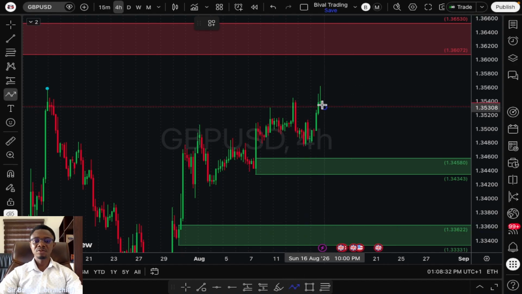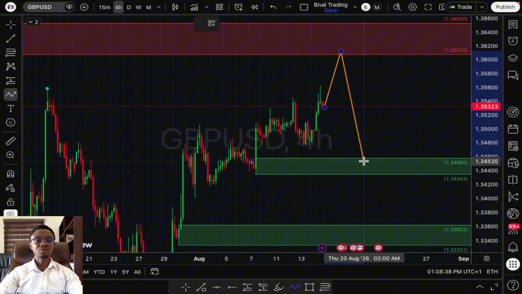If I see any continuation to that zone, that will give me a short opportunity to ride the trend all the way down on the 4 hours time frame. So those are the scenarios I'll be looking out for, and as soon as they play out, I will look for an entry opportunity on GBPUSD.